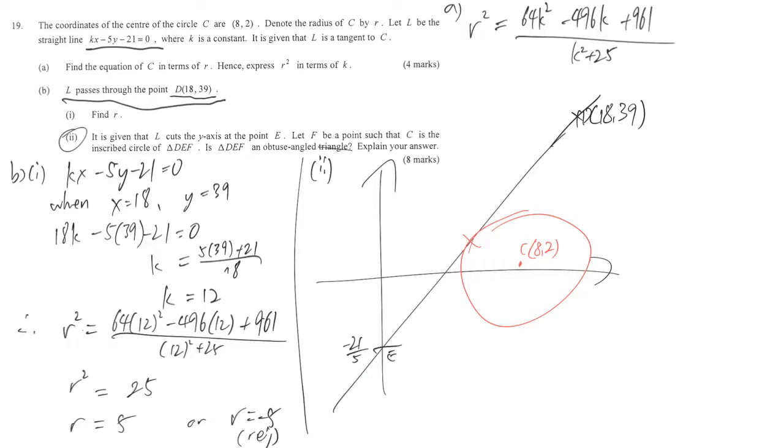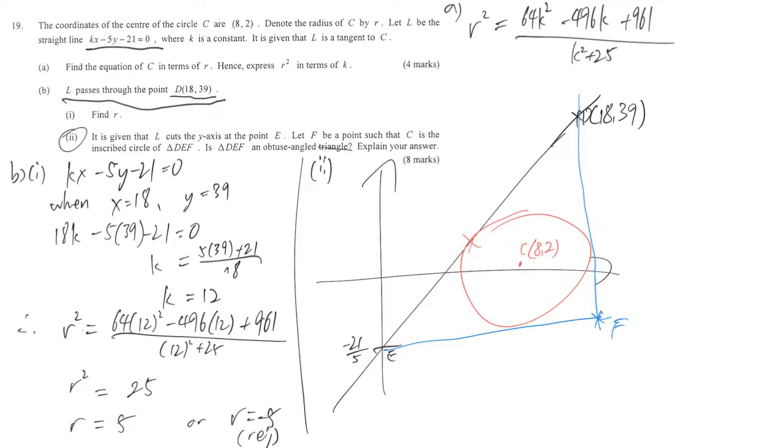So if we try to use this as an inscribed circle, we use two more tangents to connect it. What they say is this is point F. F is a point such that the circle is the inscribed circle of this triangle. The red circle is the inscribed circle of this triangle. So they try to tell you the position of F is here. And then they ask, is triangle DEF an obtuse angle or some other angle, acute angle, something like that. To do so, you need to check one angle, two angles, three angles, are they all smaller than 90 degrees, or is one of them larger than 90 degrees, which is our concern.